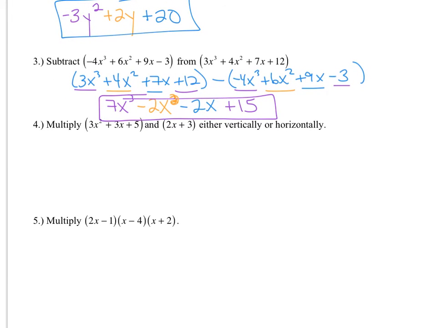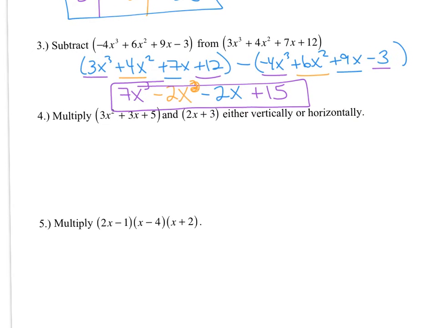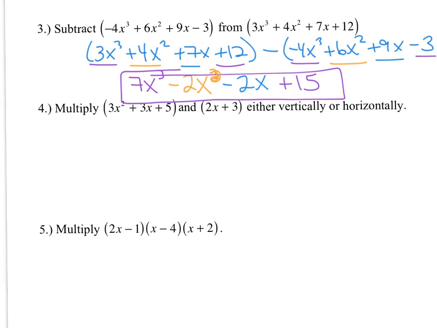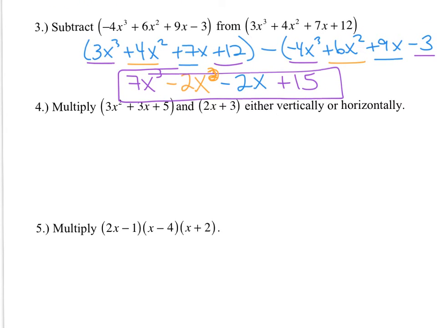Number 4, to multiply them. So you can multiply them again vertically, horizontally. You can use a generic rectangle if you like. So however you like to multiply polynomials is perfectly fine with me. I'm going to just show you the vertical way just because it's probably a way you've never seen before, but feel free to just distribute or use a generic rectangle, however you prefer.